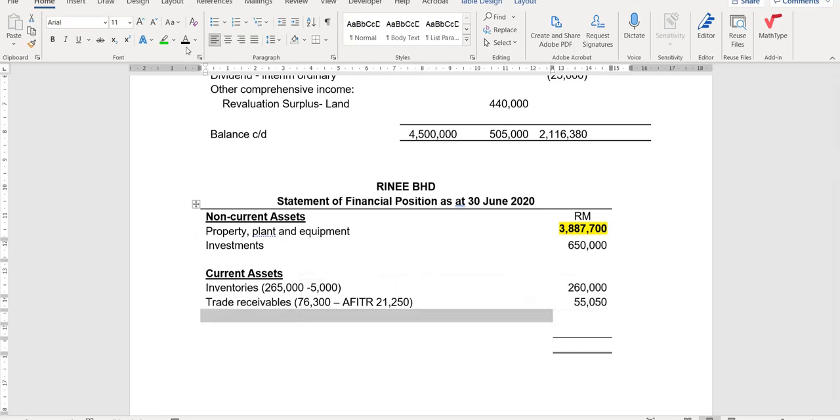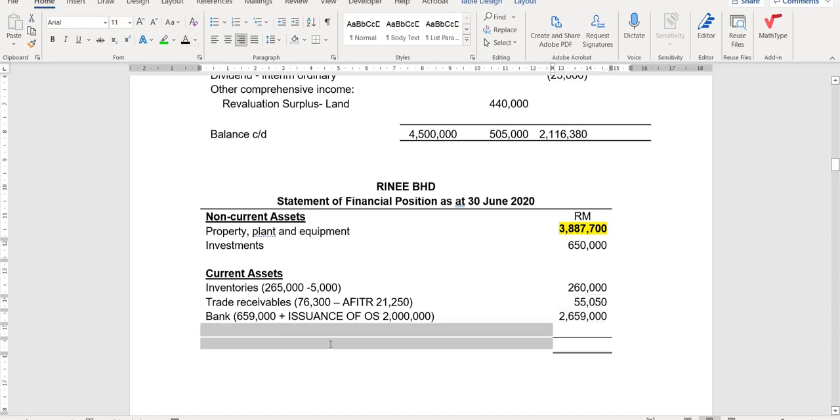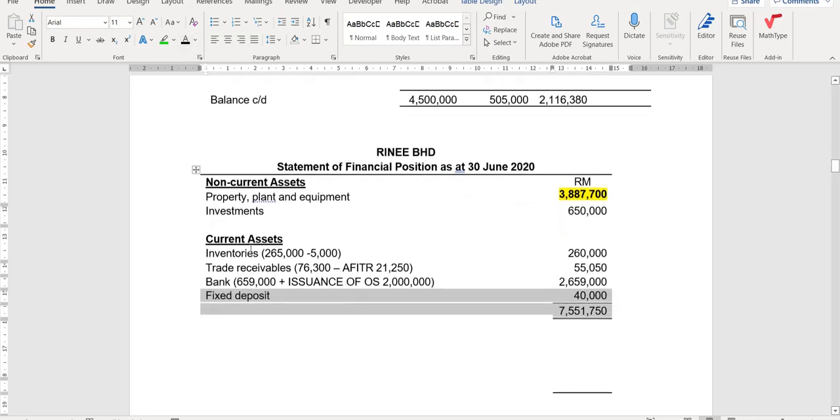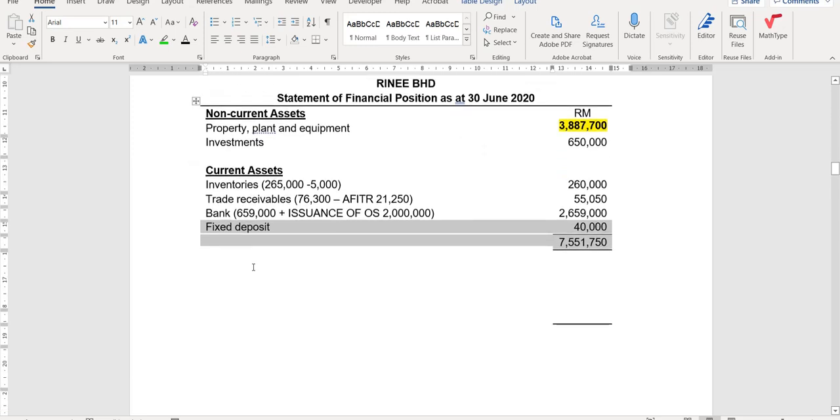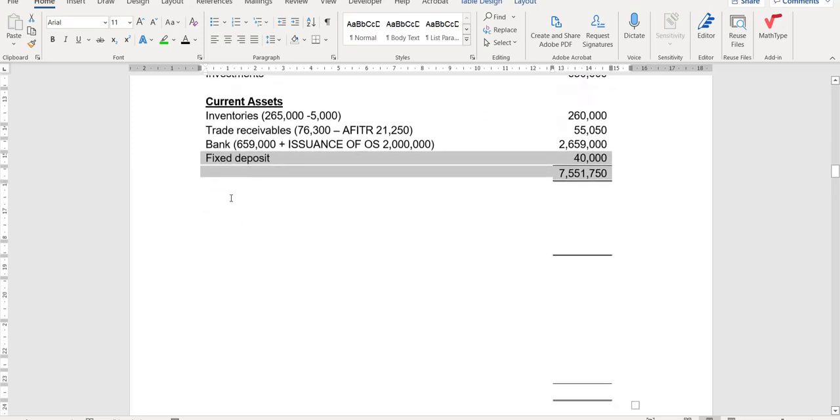Next would be the item bank. So remember earlier there was issuance of shares, right? Of ordinary shares. And when you issue ordinary shares, it was 2 million ringgit. So therefore the ordinary shares would be 2659. And this is the last item in your asset section. That is your fixed deposit. I include under current assets since this is assuming less than a year.